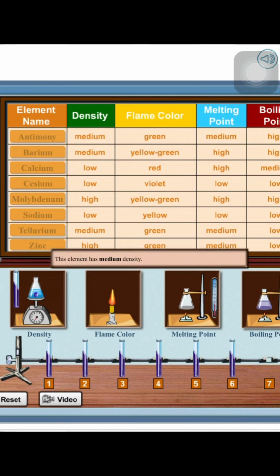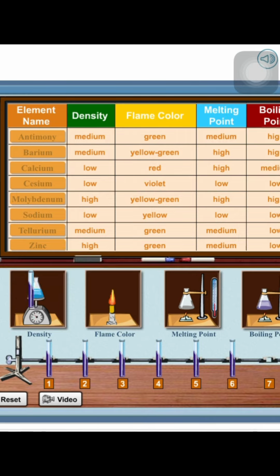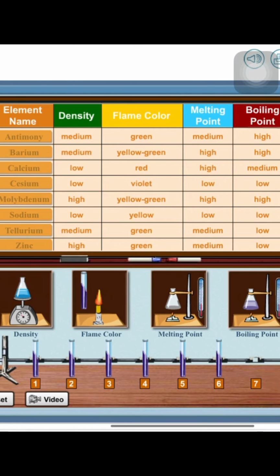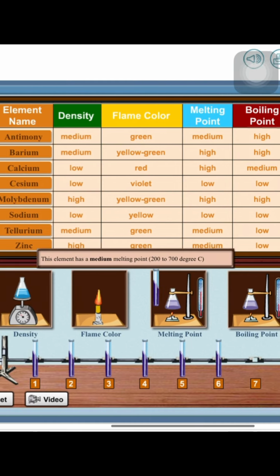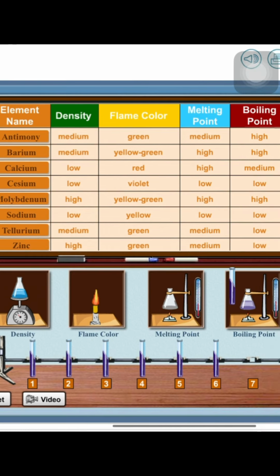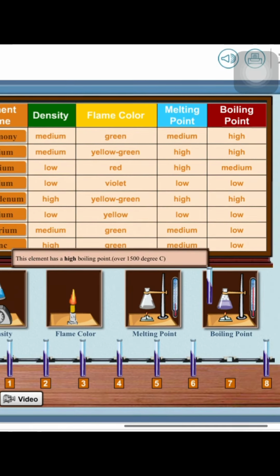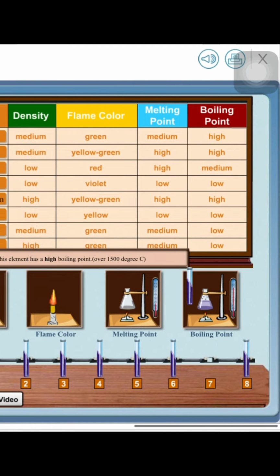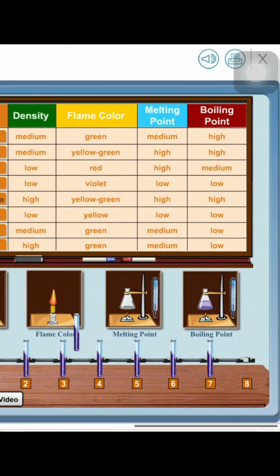For mystery element number 7, it has a medium density and produces a green flame color. It has a medium melting point and a high boiling point. Congratulations! You have correctly identified the mystery element. The name of number 7 is antimony.